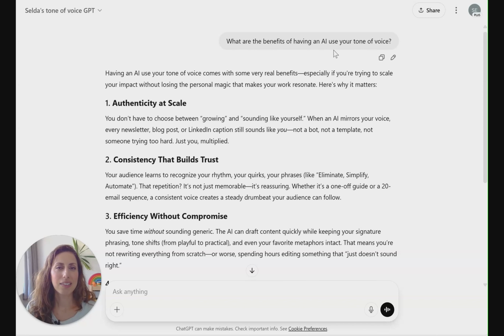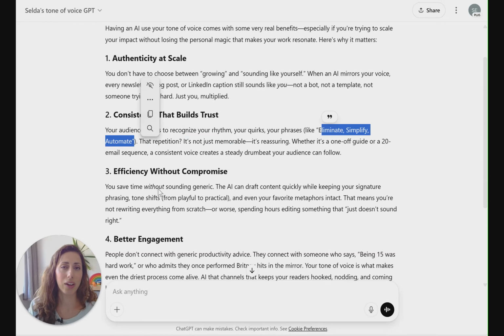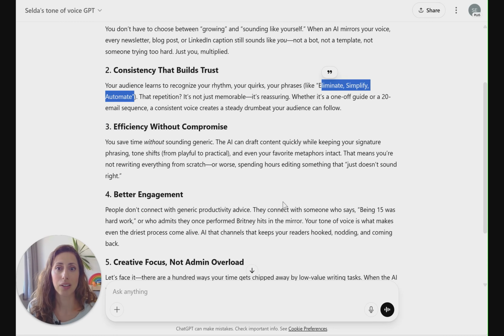Okay, so I've used exactly the same question. What are the benefits of having an AI use your tone of voice? And it's written it in a much friendlier, much more casual way, which is very similar to the way I write my newsletter and the book that I'm writing at the moment. So, authenticity at scale. You don't have to choose between growing and sounding like yourself. That does sound like something I would say. Eliminate, simplify, and automate is something I say all the time, just in general. I mention it quite a lot in my book, which is one of the inputs I gave it for this exercise.